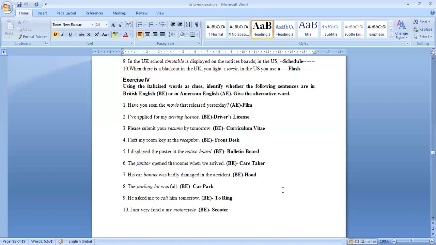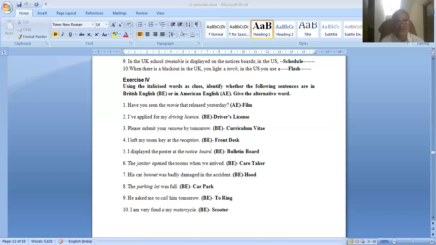So first we see sentence number 1. Have you seen the movie that released yesterday? So this sentence says that yesterday a movie was released. Have you seen it? That's the question. So here the word given in italics is movie. Have you seen the movie? So movie is a word commonly used by Americans.